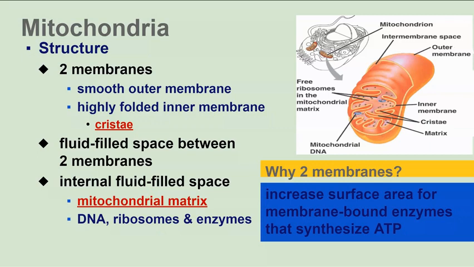So more sets of those membrane-bound enzymes working to synthesize more ATP at the same time. And inside that inner membrane, you've got this internal fluid-filled space called the mitochondrial matrix, and that's where the mitochondria has its own DNA, ribosomes, and enzymes.